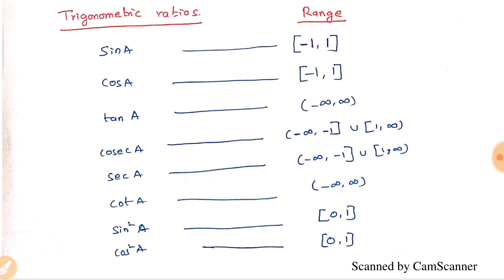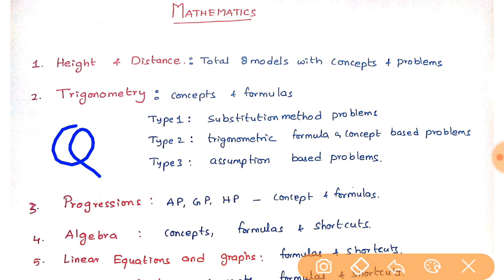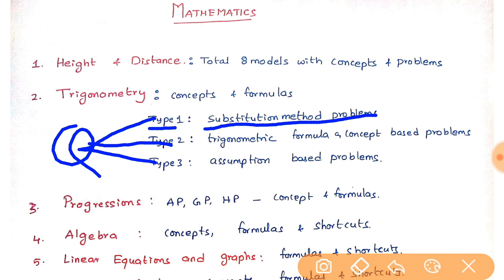If you see a question in the exam that comes from trigonometry and you don't know how to solve it, we know many methods to solve them, but we have to use the easiest and simplest method in the examination. For that sake, I have divided these questions into 3 types: type 1, type 2 and type 3. Type 1 problems are just substitution method problems. Take the values from that question and incorporate them.